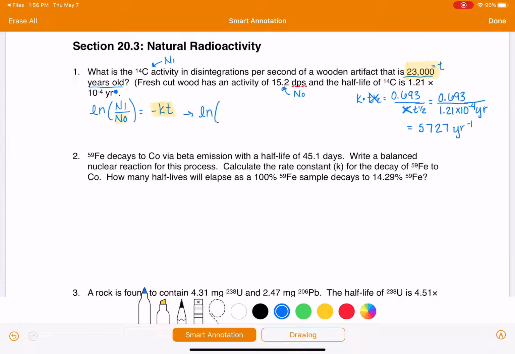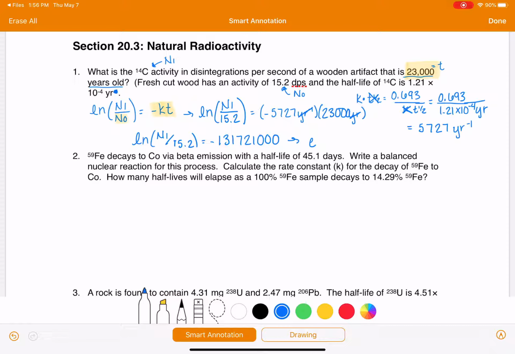We're going to get the natural log of our unknown N1 over N initial, which is 15.2. And that is equal to negative K, 5727 inverse years, times our time, 2,300 years. When you're solving problems like this, just be a little bit careful about your units. Make sure that the units are consistent. So we are going to get the natural log of N1 over 15.2 is equal to negative 5727 times 23,000. I see I lost a 0 right there. Negative big number, 131721000, no units on it.